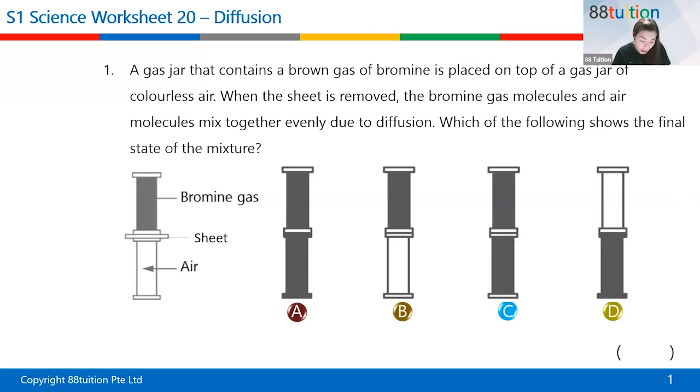Now a gas jar. Bromine gas is reddish brown. So this is a gas jar that contains brown gas, bromine. It is placed on top of a gas jar of colorless air. So this is colorless and this is brown. So when the sheet is being removed, bromine gas molecules and air molecules will then mix together evenly due to diffusion. Already they said evenly, so they are distributed to an extent where there is equilibrium.